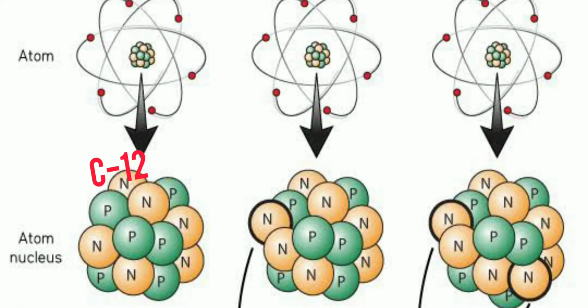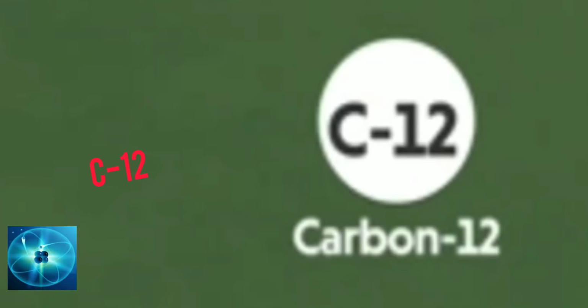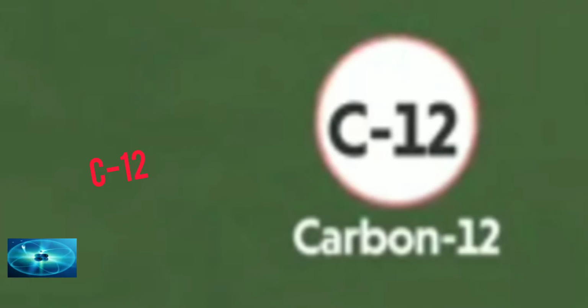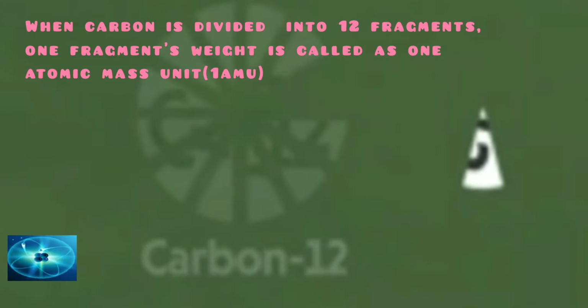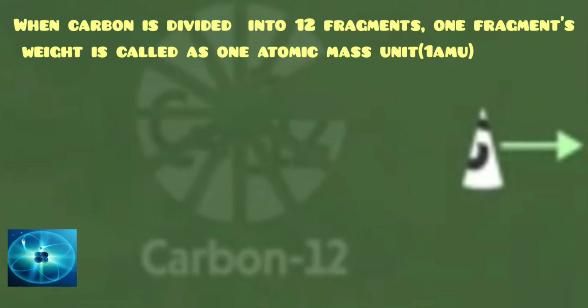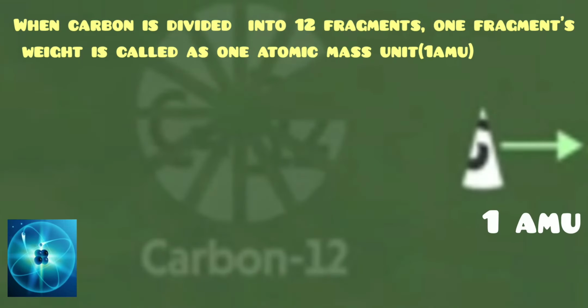See here, 3 atoms of carbon, namely carbon 12, carbon 13 and carbon 14. Let us consider now carbon atom 12. Carbon 12, which means its atomic mass is 12. When this is divided into 12 fragments, one fragment is called 1 atomic mass unit. This is the unit of atomic mass.